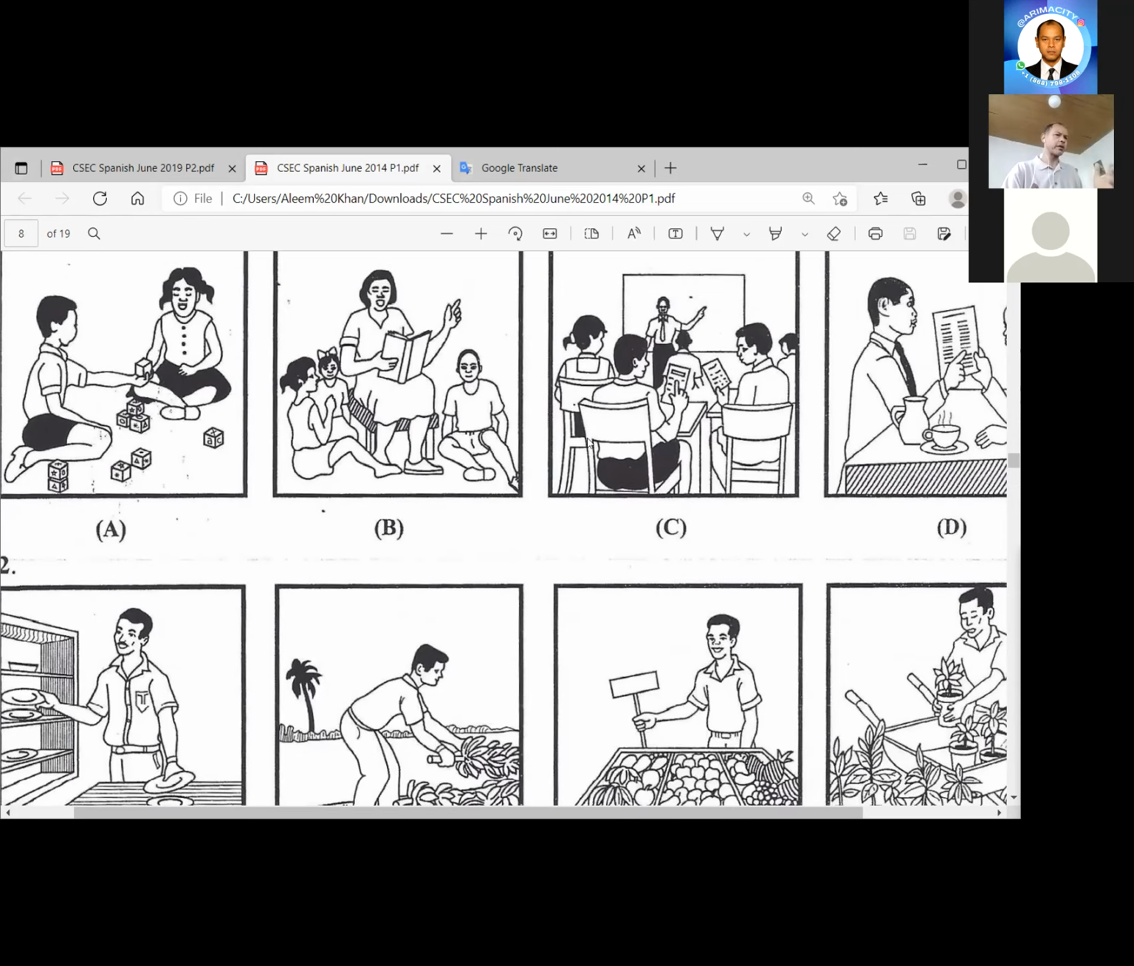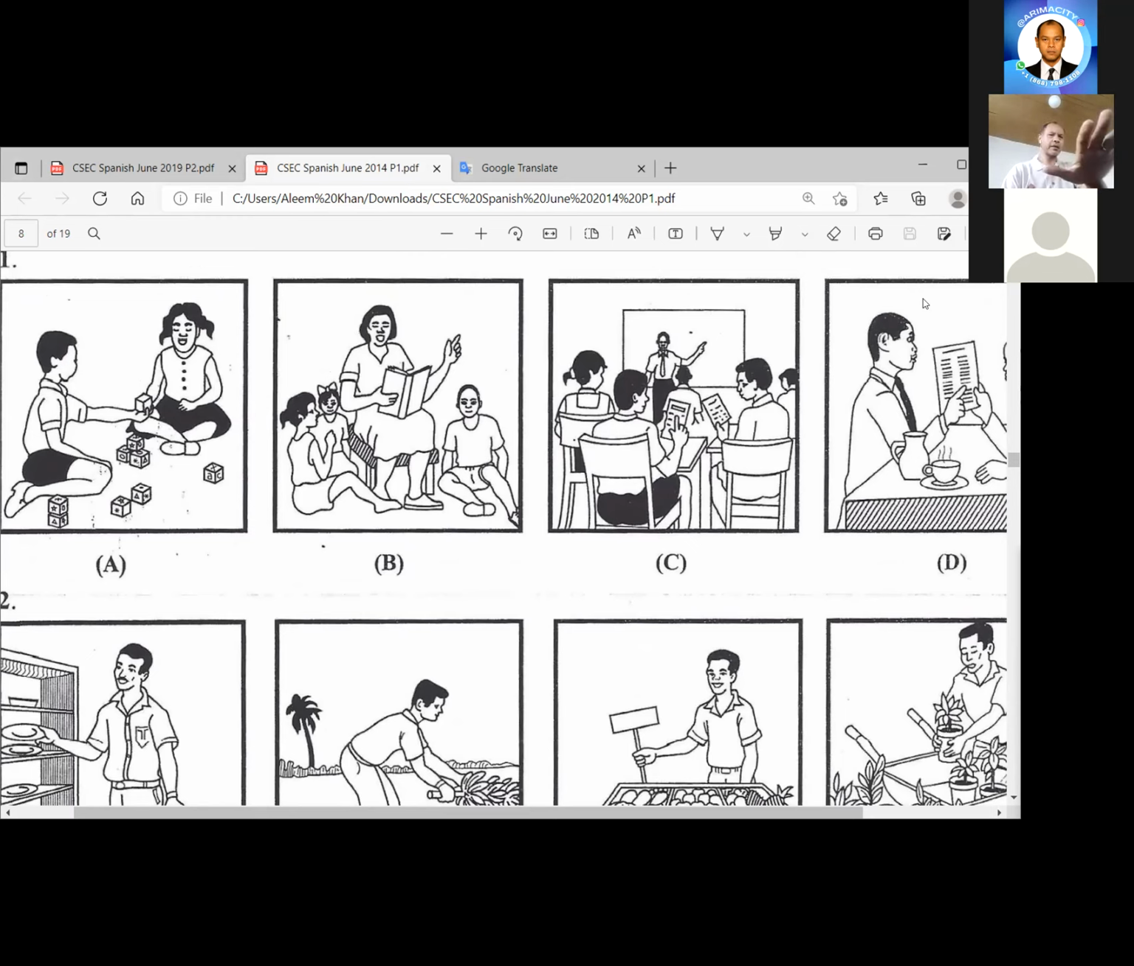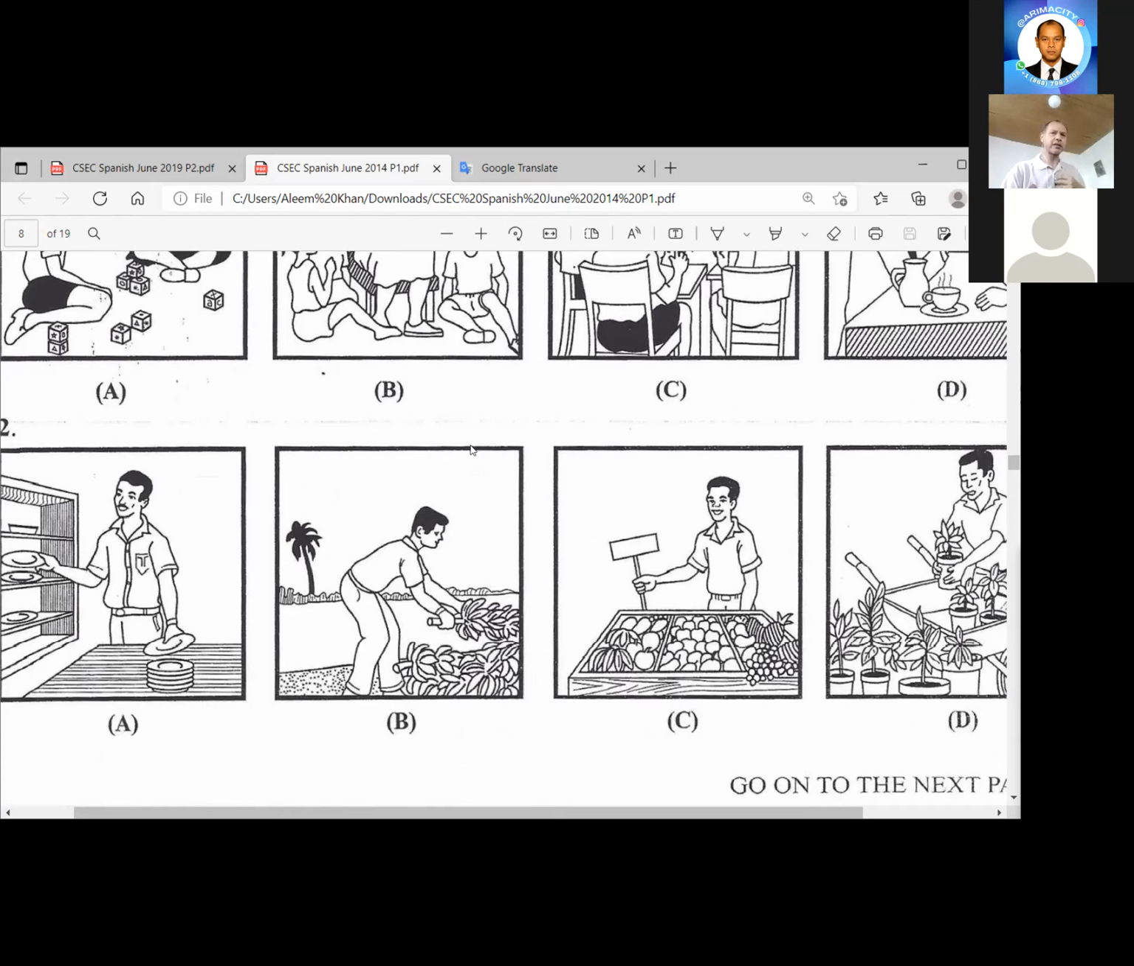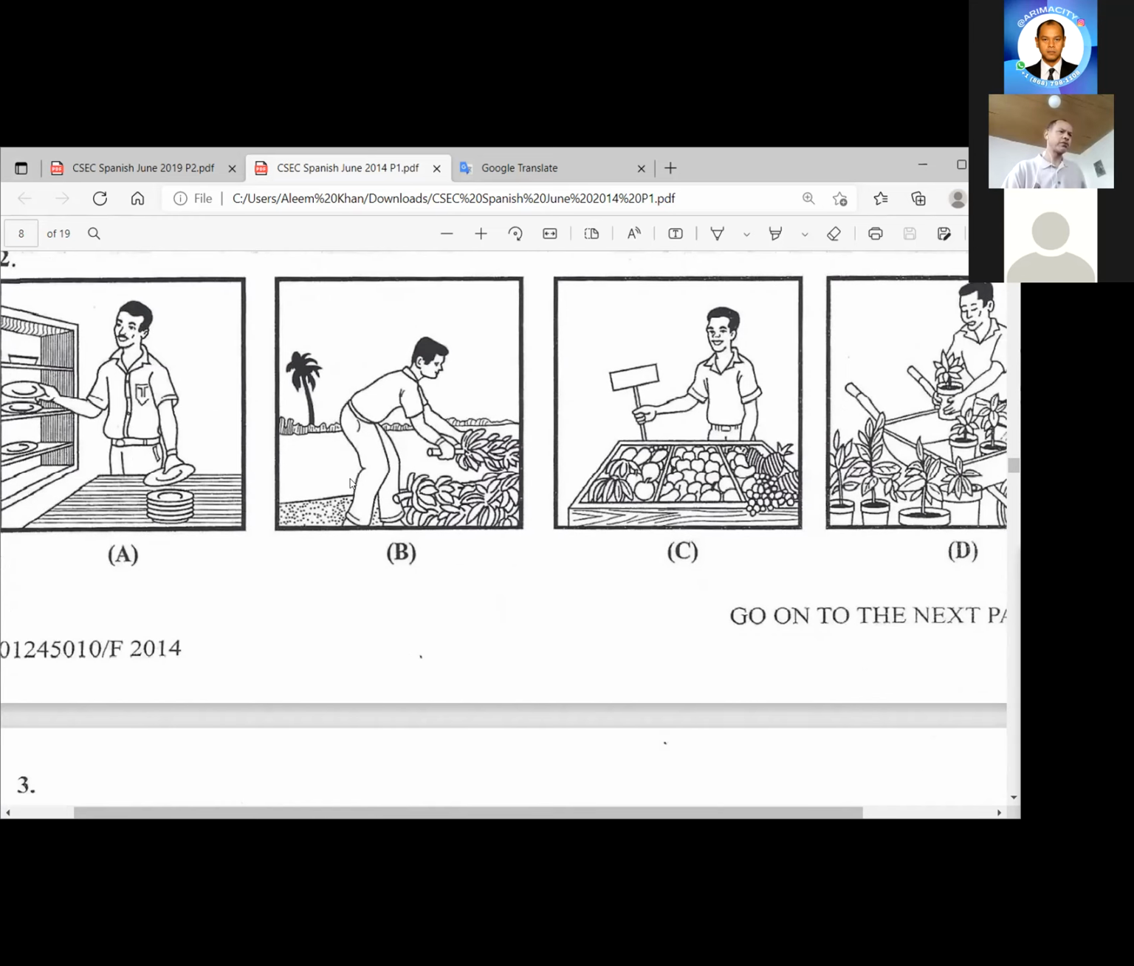Porque, por ejemplo, estos cuadros aquí, hay cuatro. El examinador va a decir algo así como, la pareja revisa el menú. Y tú tienes que sombrear la respuesta correcta. Entonces, ¿cuál sería? La pareja. La D. Very good. No? Yes, that is correct. Correct, very good. All right, let's move on to number two.